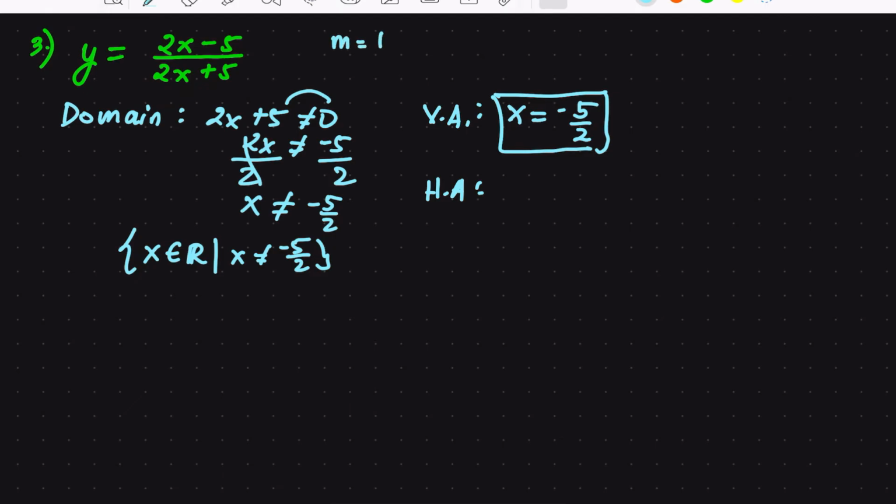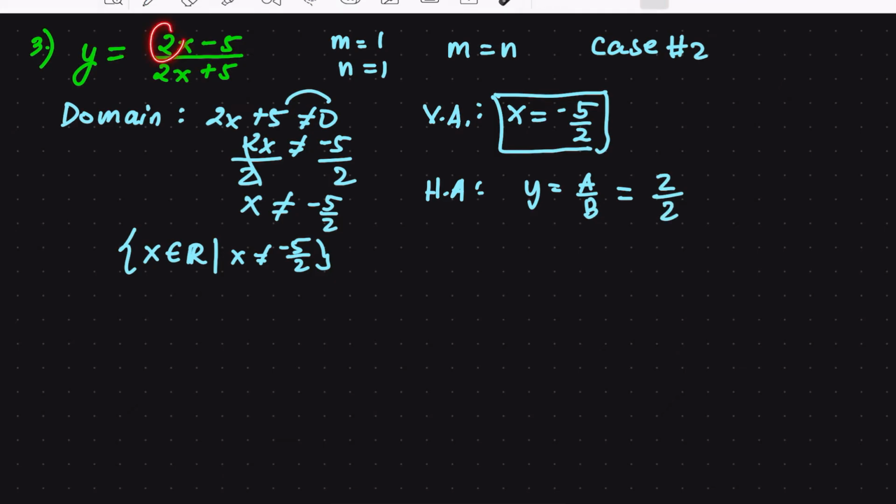M is equal to 1, N is equal to 1. Degree dito ay 1, degree dito ay 1. So in this case, M is equal to N. Therefore, we're going to use case number 2. Okay? Kapag equal, case number 2 yan. So kung case number 2, dun sa horizontal asymptote, gagamitin natin yung A over B. Okay? So our A is 2 and B is also 2.